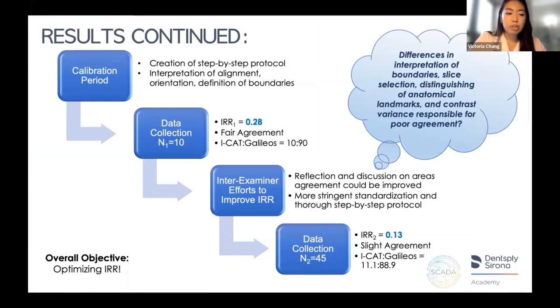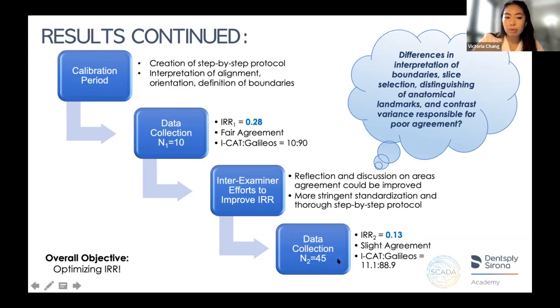To continue our results section, I just illustrated here the step-by-step of our project. And surprisingly, we had speculated that the inter-rater reliability would improve. However, we were really shocked and surprised to find that our inter-rater reliability actually decreased from a fair agreement after data collection 1 to a slight agreement of 0.13.